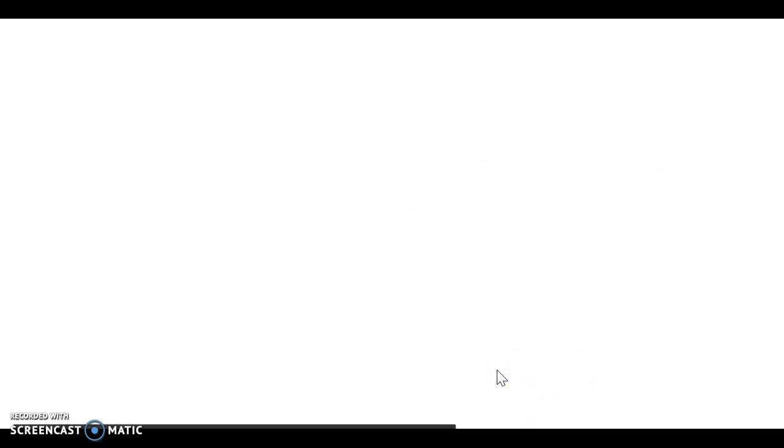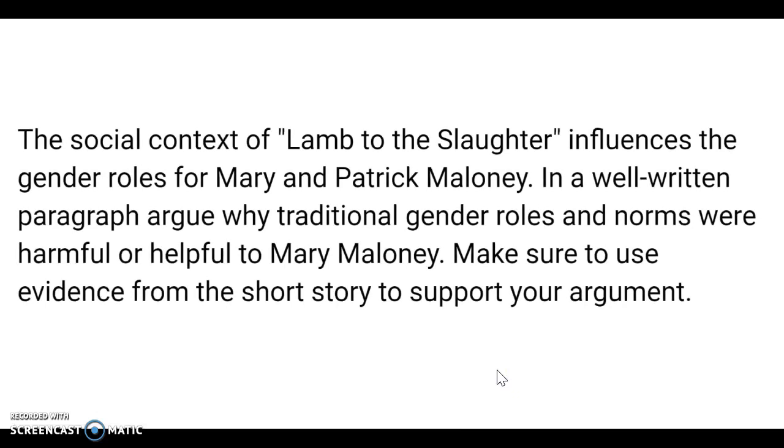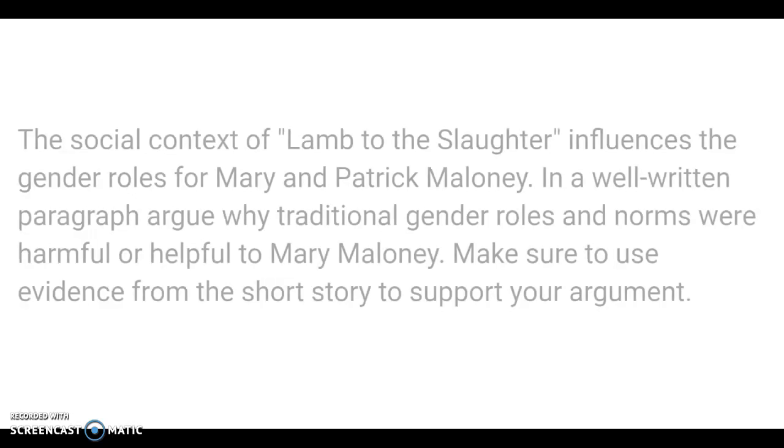Okay. So, this question might look familiar to some of my students who recently took a quiz on Lamb to the Slaughter by Roald Dahl. This is the question that we recently were asked and that you recently answered. Let's use this as we begin to embrace the steps of writing a short answer essay.